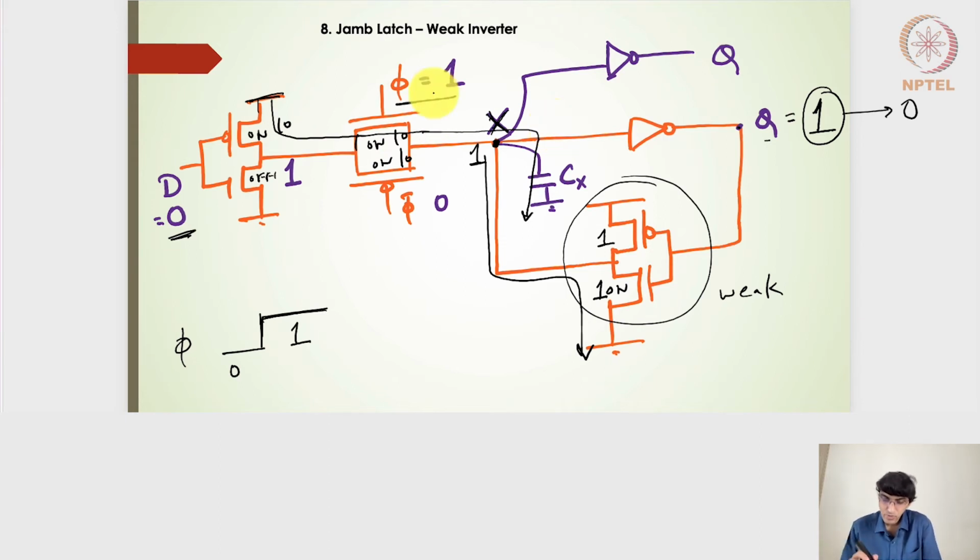And in the opaque mode, this path is anyways off because the clock will be 0. So this particular transmission gate will be off. This particular transmission gate transistors will be off. So the transmission gate itself will be off. So there's no forward path. The only path is the weak inverter, which is nothing but the feedback path. Right? Hope this is clear. Moving ahead.